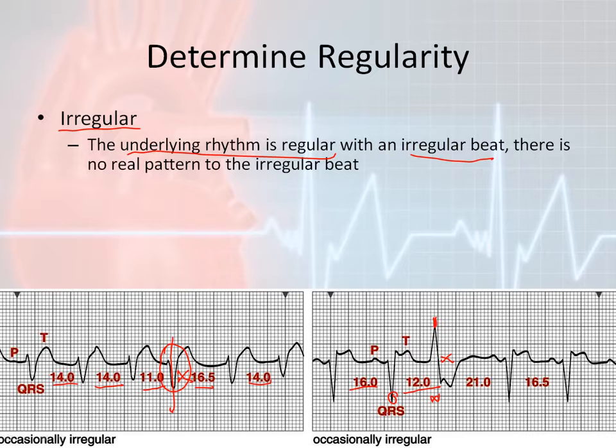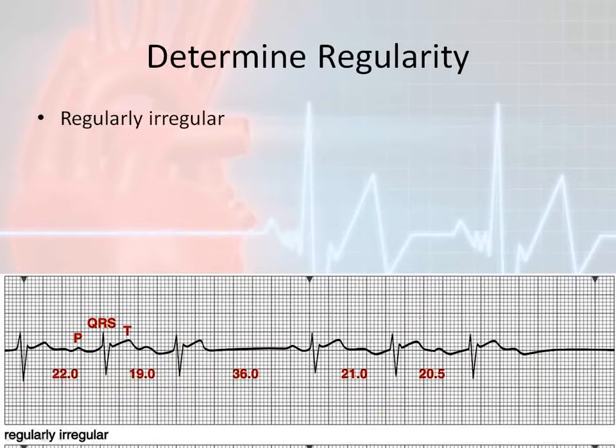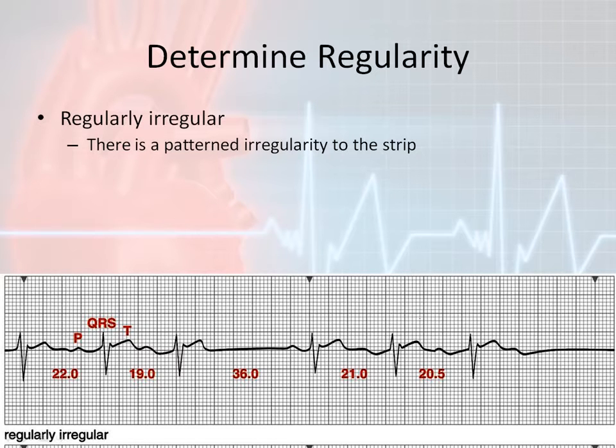Once again, the underlying rhythm is regular. It is just this one ectopic beat that actually makes the difference. Now let's discuss something that is regularly irregular. A regularly irregular strip means that there is a patterned irregularity to the strip. This does not mean that there is an underlying rhythm that is regular. The entire strip is irregular to itself, but you can definitely see a pattern.